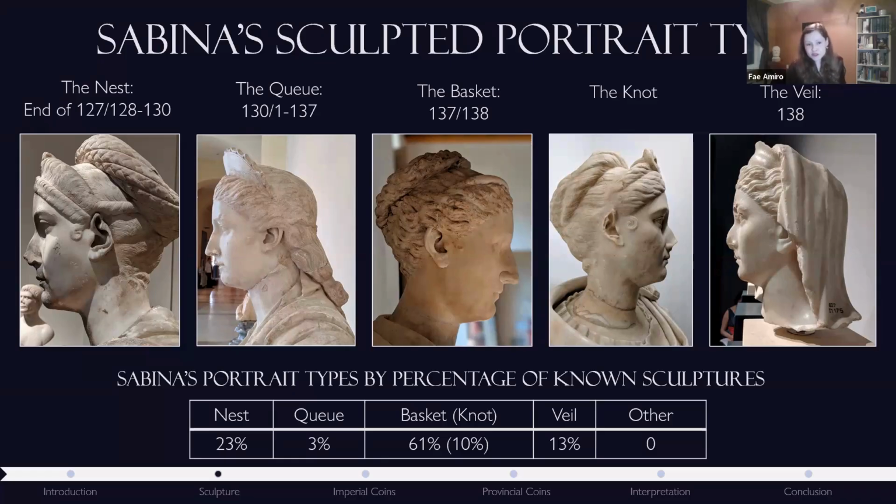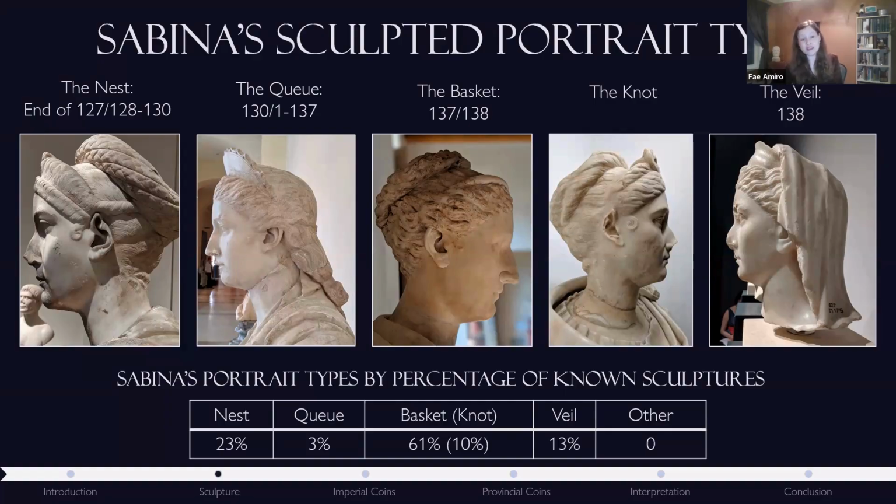As always with sculpture, there is, of course, no universal agreement on exactly how many specimens we have, and there's always disagreement about which ones should be included and which ones should not. These numbers are based on my own criteria. I've identified 39 total sculptures as Sabina. These include only portraits that do correspond with the imperial portrait types on the coins.